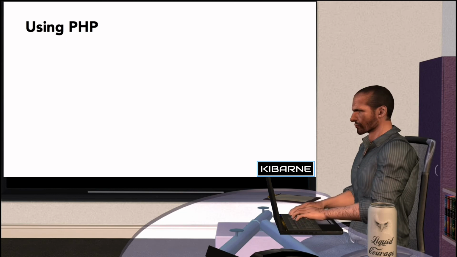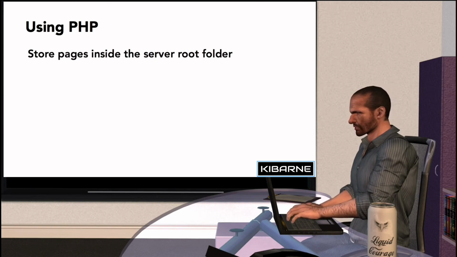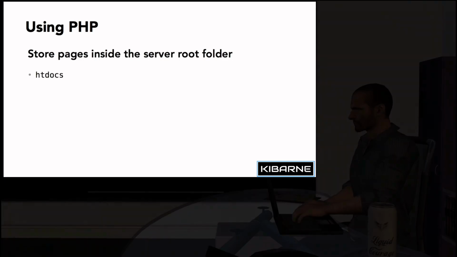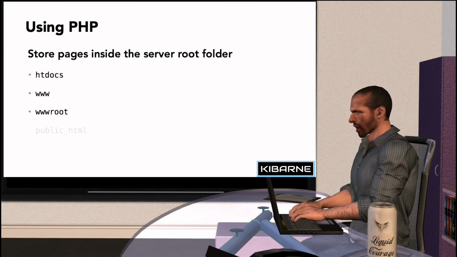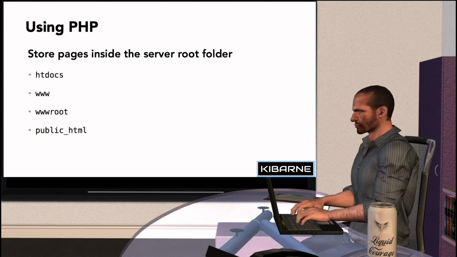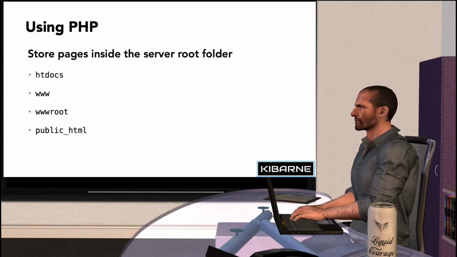PHP needs to be processed by the web server before the page can be viewed in a browser. So as a rule, you need to store all pages inside the server root folder. In many cases, this is a folder called htdocs, but the name can vary. On some servers, it's called www, www.root, or public_html. There are cases where PHP files can be stored outside the server root for security reasons, but that's something you can learn about at a later stage.